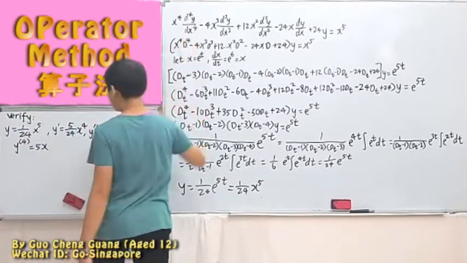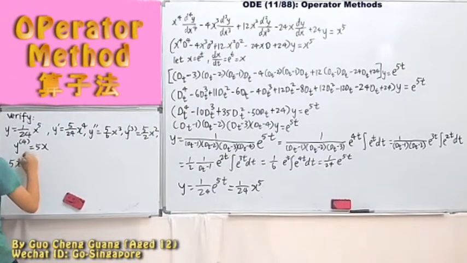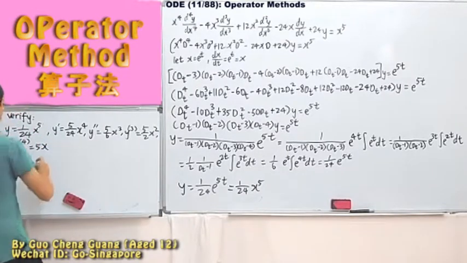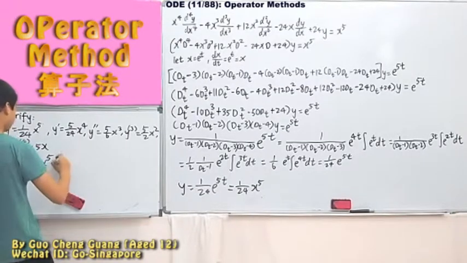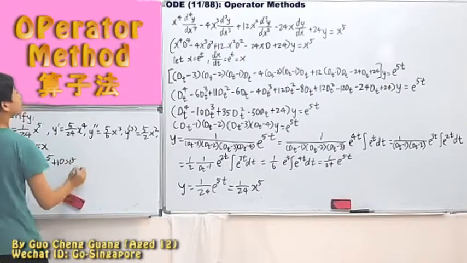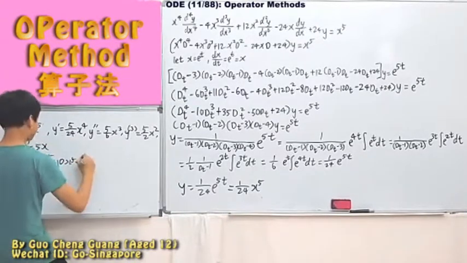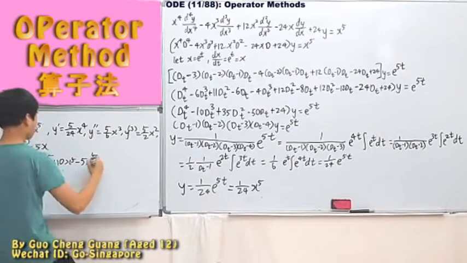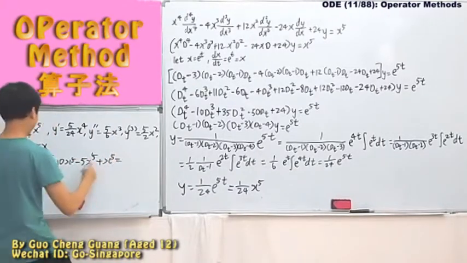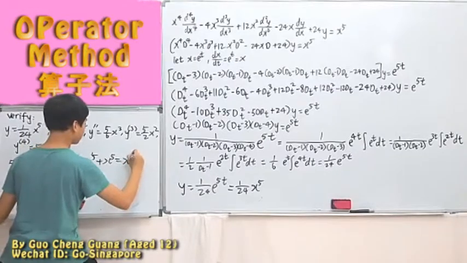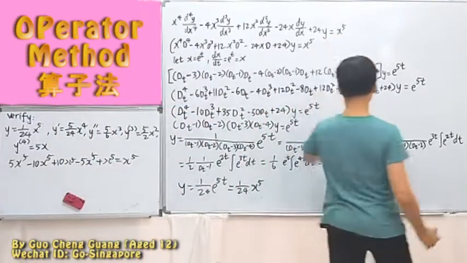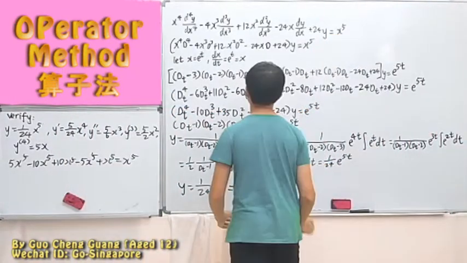In the first part, what you get is 5x to the power of 5. Then after that, times 4, 10. You also get 10. After that, negative 24, you get negative 5. After that, 24 times 24, you get plus x to the power of 5. So these two cancel. What you get last will be x to the power of 5. Is that right? Okay, so it is the same as this part. Okay, so that means this part is correct.